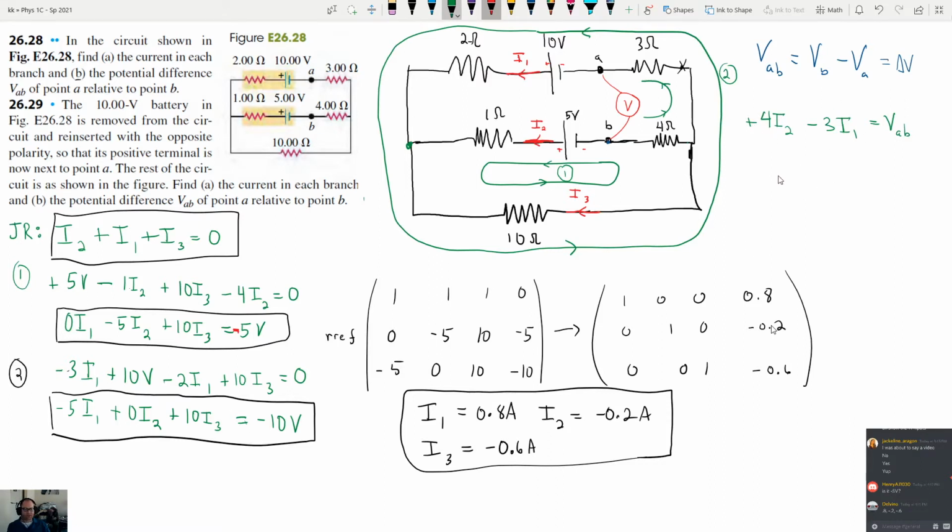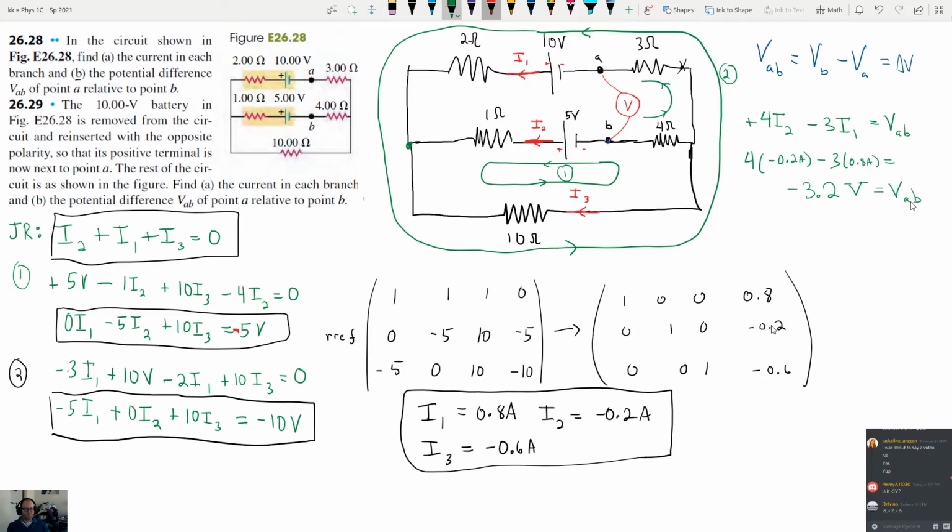I think if we have a number, it's going to be easier to say what it means. So 4I2 is 4 times 0.2, negative. And then minus 3I1, where I1 is positive 0.8. It looks like we'll get a negative answer. So 4 times 0.2 would be negative 0.8 minus 2.4. I think you get negative 3.2, is that right? Yeah.